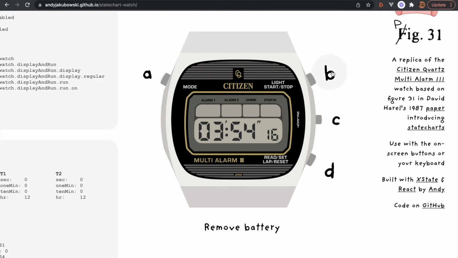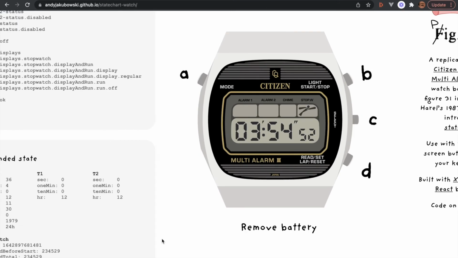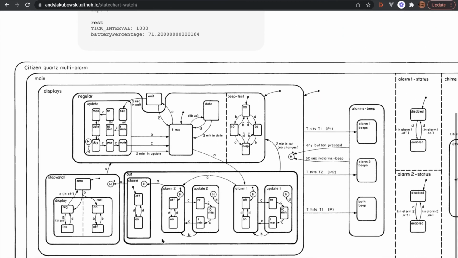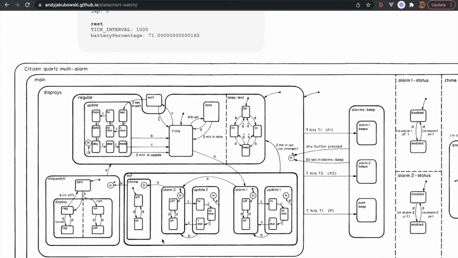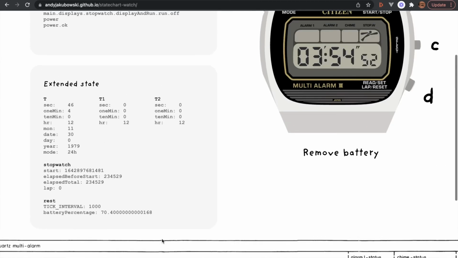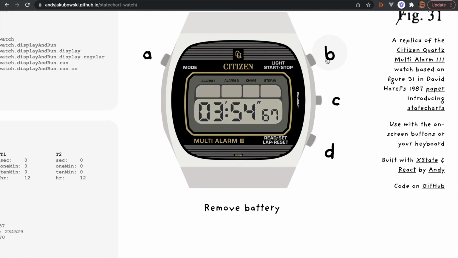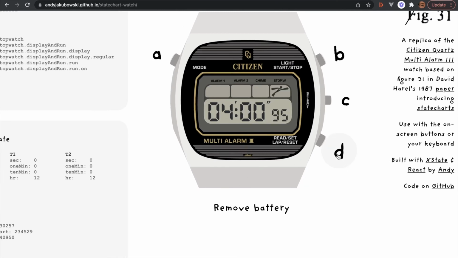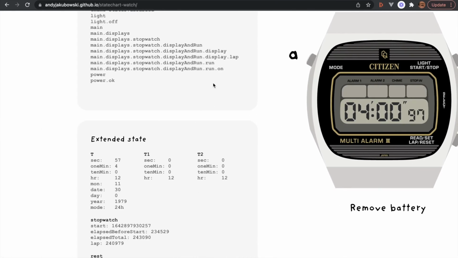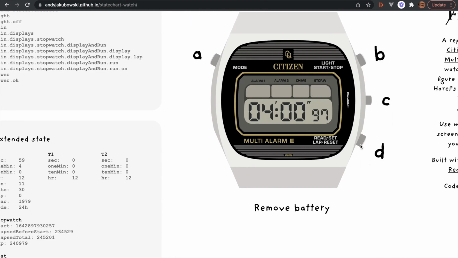So if we press B, oops, we stopped. We want to press D. So if we press B again, we'll start. If we press D, then we lap, I think. Yeah, we lap. I'm not sure what that's doing in this scenario.